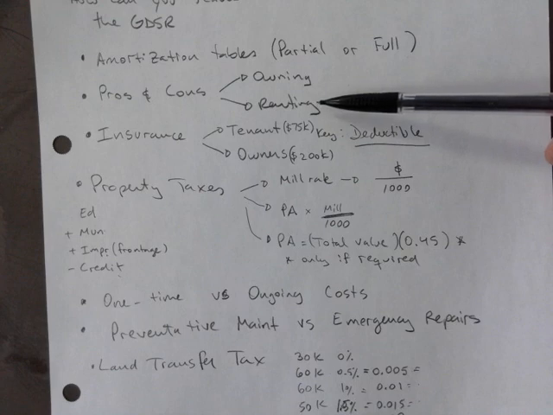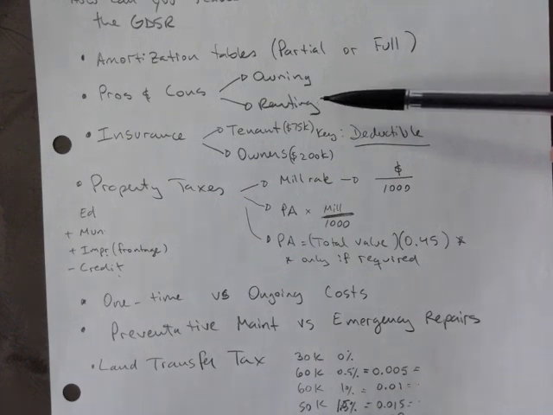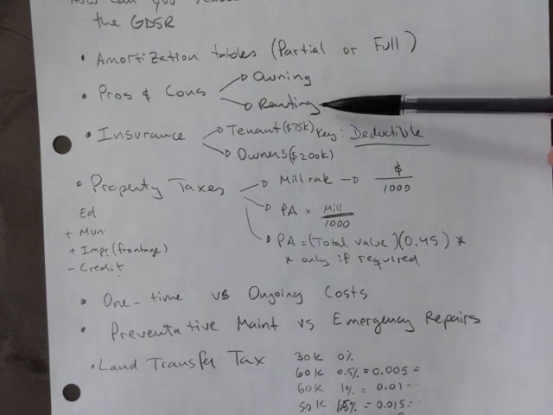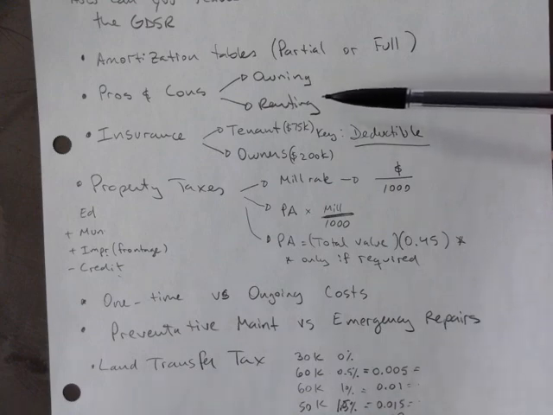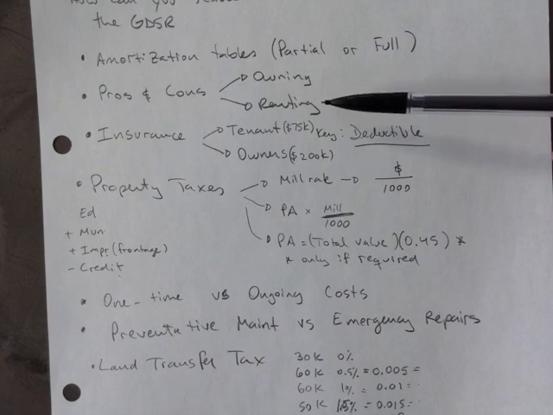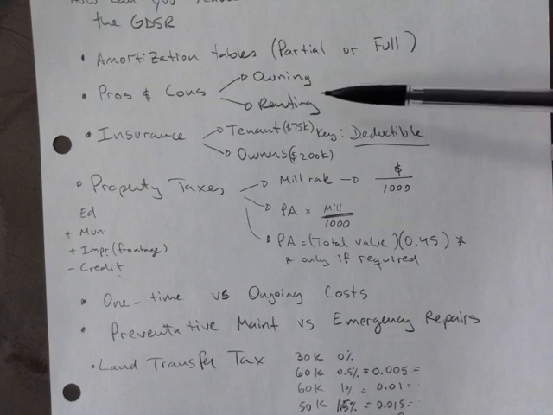Renting advantages: lower startup costs, no property tax, no land transfer tax. Utilities may be included. It's easier to relocate. Insurance is cheaper. Why is insurance cheaper? You're only covering your items, yeah, perils, valuables, you name it.